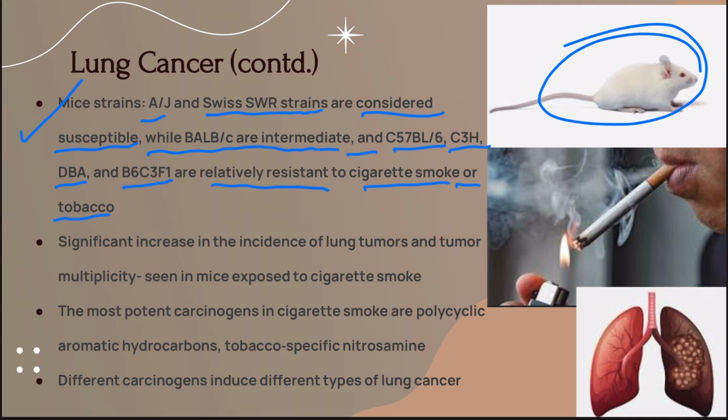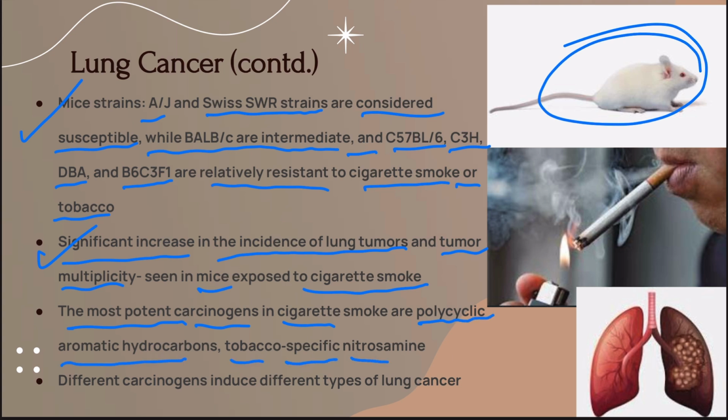Next thing, there is a significant increase in the incidence of the lung tumors and the tumor multiplicity, that is basically the increase in the number of the tumor cells seen when the mice are exposed to cigarette smoke. So this proves that cigarette smoke is one of the inducing factors for lung cancer, and the most potent carcinogens in the cigarette smoke are the polycyclic aromatic hydrocarbons, and apart from that we also have tobacco specific nitrosamine. Different carcinogens like smoke, tobacco and others can also cause lung cancer. So different carcinogens will induce different types of lung cancer.